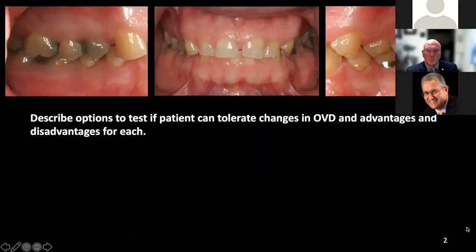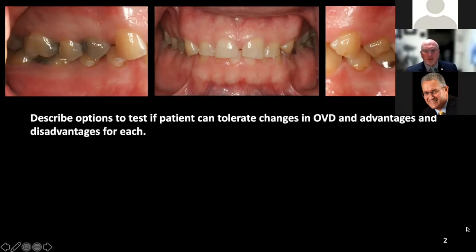Describe options to test if patient can tolerate changes in OVD and advantages and disadvantages for each. Probably one of the easiest ways to test it that's not too invasive would be to use some type of splint therapy that would increase the vertical dimension to something close to desirable for us.